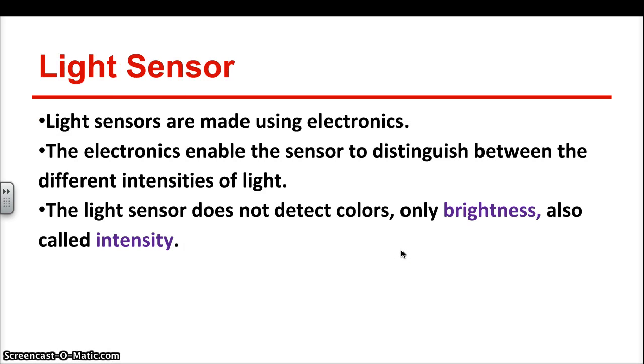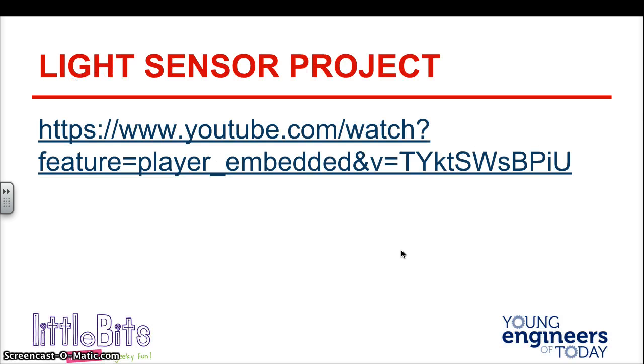Light sensors are made using electronics. Electronics enable a sensor to distinguish between the different intensities of the light. This looking for brightness is where it's detecting intensity. All right, this is a video of the project you're going to work on.